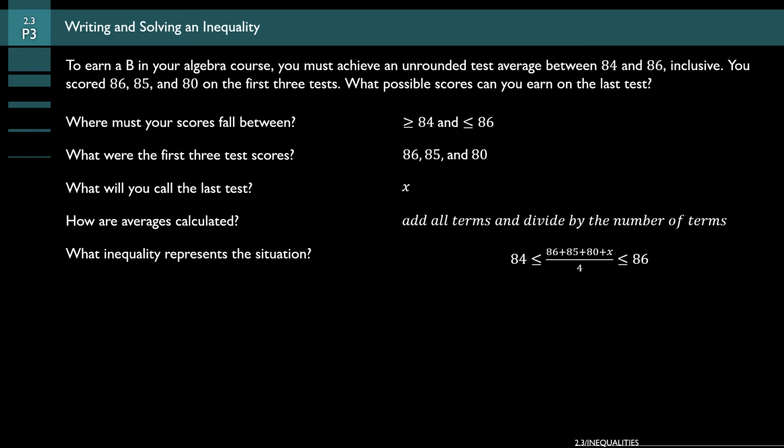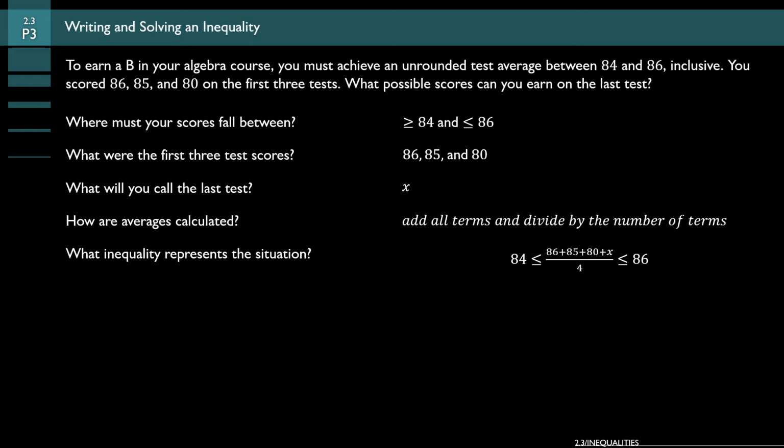So what inequality represents this situation? Since you had to have greater than or equal to 84 and less than or equal to 86, we're going to go 84 is less than or equal to the fraction 86 plus 85 plus 80 plus X over 4 is less than or equal to 86.